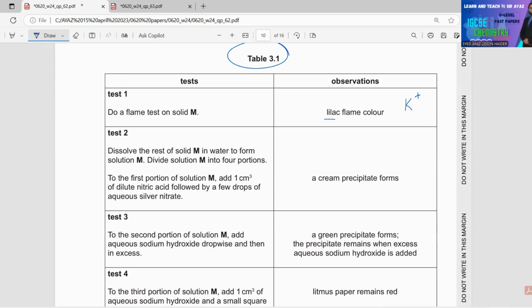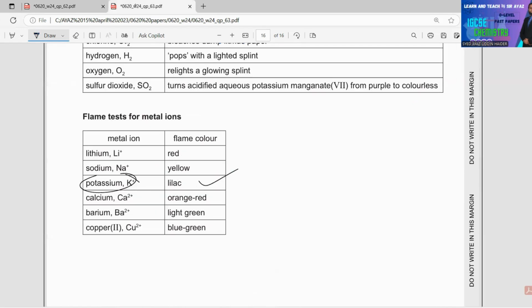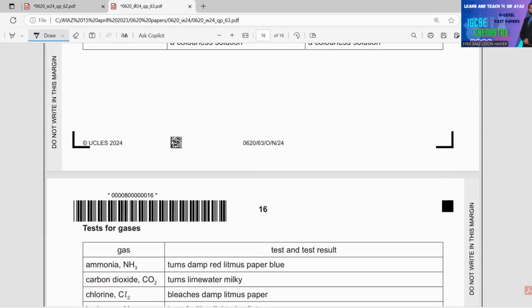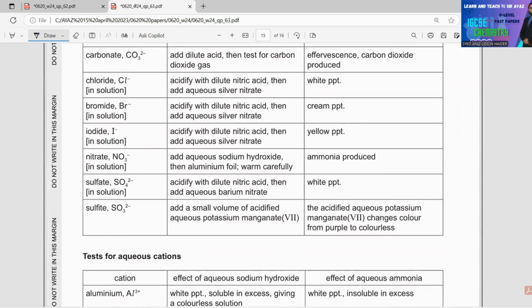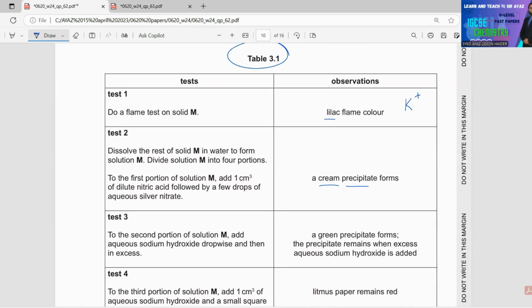Test 2. Dissolve the rest of solid M in water to form solution M. Divide solution M into four portions. In the first portion, the student is adding dilute nitric acid followed by a few drops of aqueous silver nitrate. We're getting a cream precipitate. This is the test for the anion, especially for chloride, bromide, and iodide. And cream precipitate is obtained for the bromide ion. So you must have Br- here.